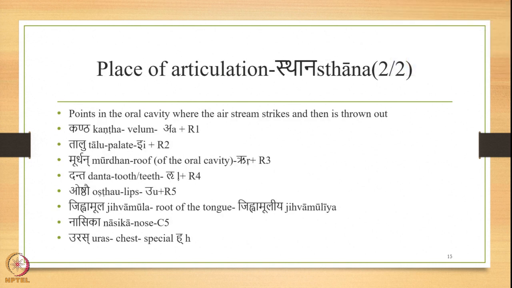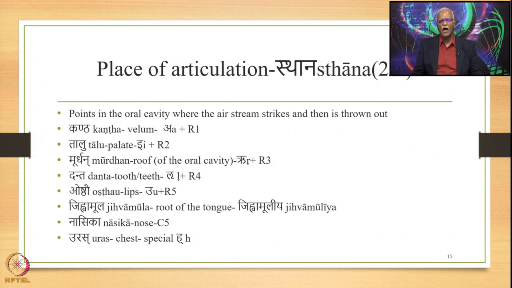So for example, points in the oral cavity where the air stream strikes and then the air stream is thrown out, these points are known as the sthanas. So for example, kantha is the place of articulation which is known as velum. This is the place of articulation of the vowel a, and also all the consonants that come in the first row. Talu or palate is the place of articulation of e and all the consonants which come in the second row. Murdhan or the roof of the oral cavity is the place of articulation of the vowel ru and all the consonants in row 3.